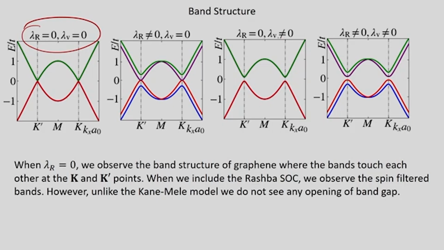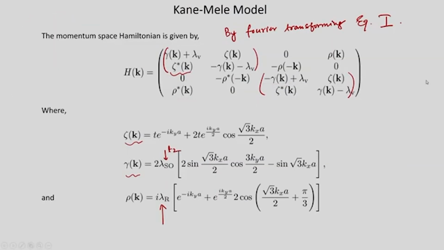When you put lambda R equal to 0 but lambda v not equal to 0, a trivial gap opens up at the Dirac points, which is a known result. Now if you have both not equal to 0, that's the Rashba term as well as the staggered potential term, there is a gap as well as spin-split bands that can be seen. This is exactly what is written there. These are numerical calculations emerging from this Hamiltonian.